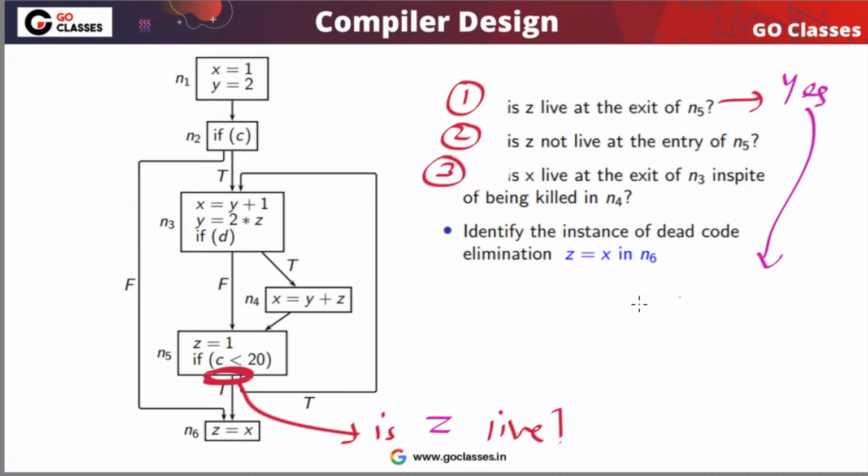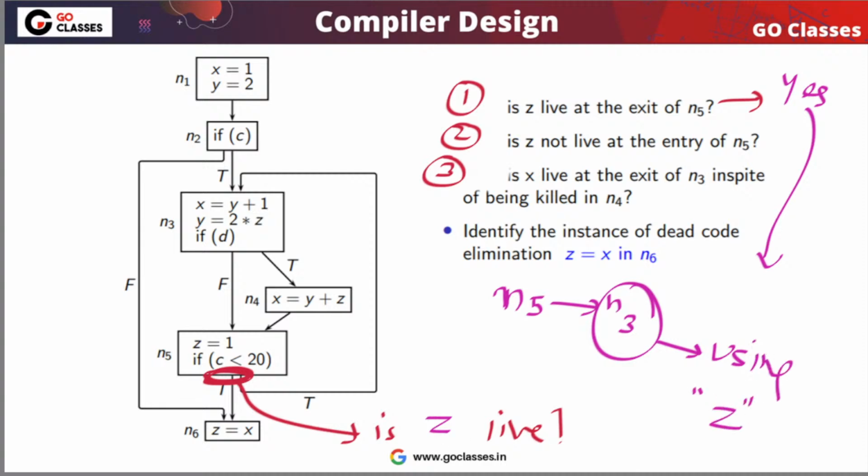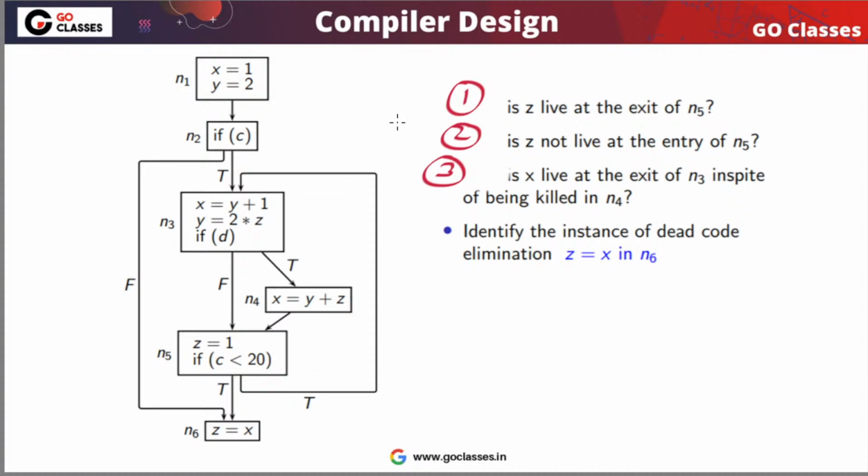Answer is yes. Why? Because what you can do, from N5 you can go to N3, and in this N3 you are using Z. Yes or no? This N3 is using Z. Okay, tell me the next question.